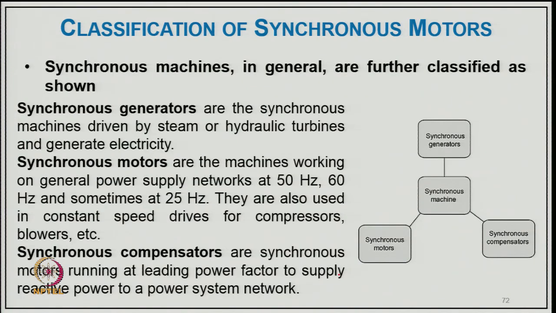So, now coming to the classification of synchronous machines, they are classified basically into 2 kinds: synchronous motor and synchronous compensator. In general, a synchronous generator is a synchronous machine driven by steam, hydraulic or diesel generator set to generate electricity. Synchronous motors work on the general power supply network at 50 Hz, 60 Hz or sometimes 25 Hz, and they are used in constant speed drives, compressors and blowers. And synchronous compensators are synchronous motors running at leading power factor to supply reactive power to the power system network.